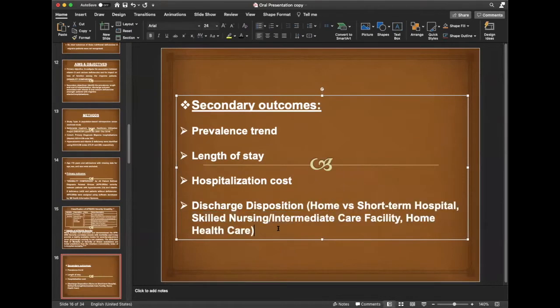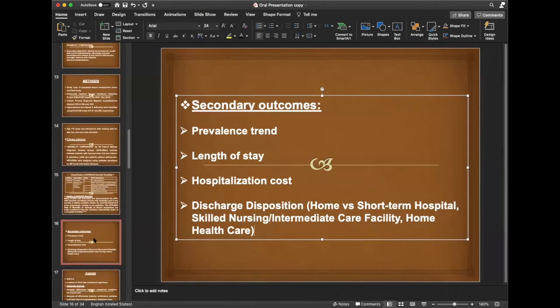You can write it in short form, but when you're speaking, complete the sentence. The discharge disposition or outcome was defined as home versus non-home. Non-home is defined as short-term hospital, skilled nursing facility, or home health care, etc. So try to reduce the number of words here so that more people can read it and listen to whatever you are speaking.